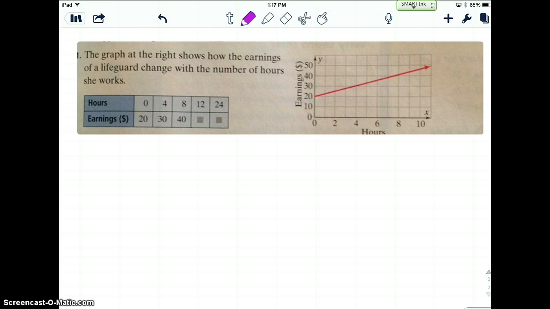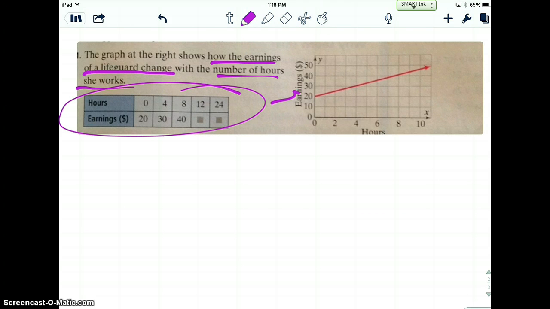The graph at the right shows how the earnings of a lifeguard change with the number of hours she works. It's nice to see that her earnings are going up. That would be bad if they were going down the more she worked. So let's look at this. They also give us a table and a graph. So these two are giving the same information, just different ways. And then it has some blanks that I need to fill in.